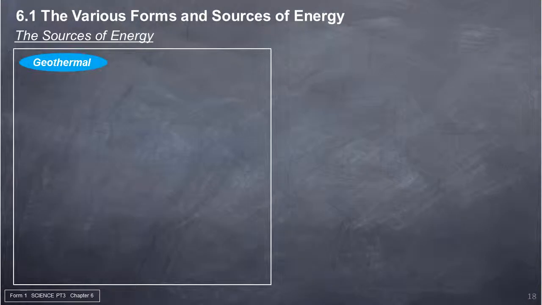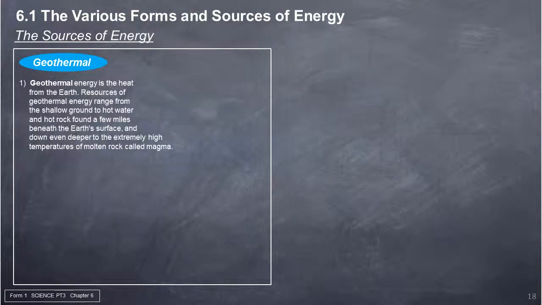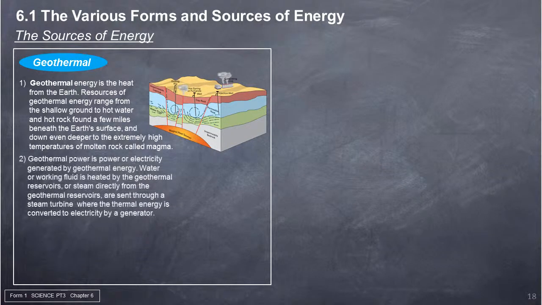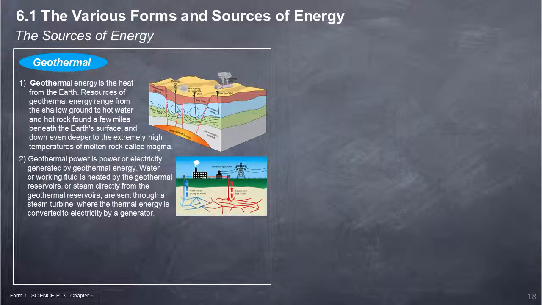Geothermal. 1. Geothermal energy is the heat from the Earth. Resources of geothermal energy range from the shallow ground to hot water and hot rock found a few miles beneath the Earth's surface, and down even deeper to the extremely high temperatures of molten rock, called magma. 2. Geothermal power is power or electricity generated by geothermal energy.